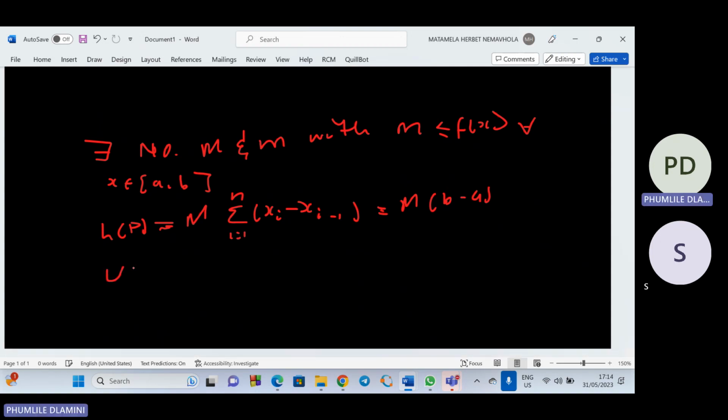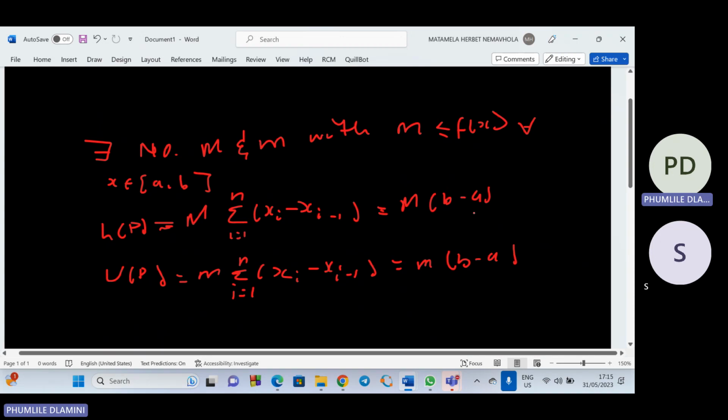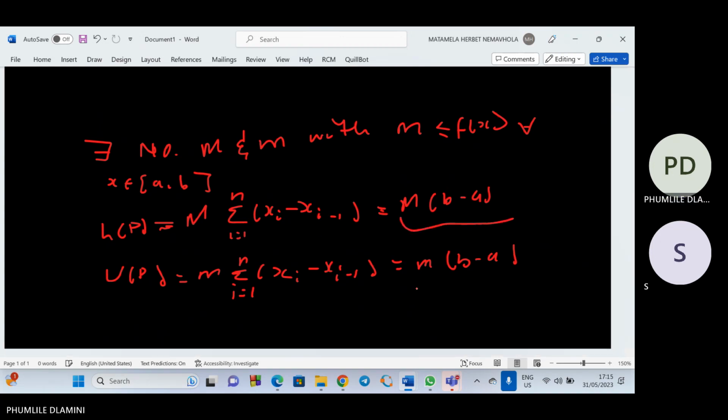And then our upper sum is going to be using small letter m into the sum from i equals 1 to n of the same x_i minus x_(i-1), which is going to equal m in brackets (b minus a) also. So those are simple. Instead of working it out the hard way, you can use this one if you are given the condition that I just stated. So you will see how we apply that as time goes on.